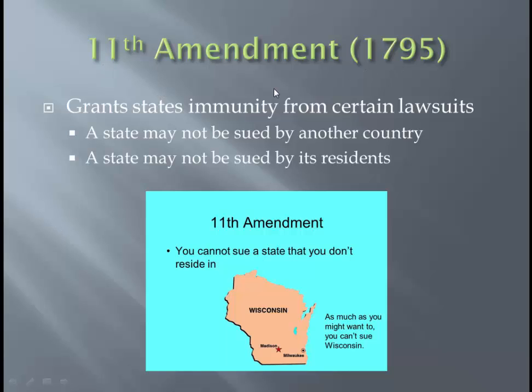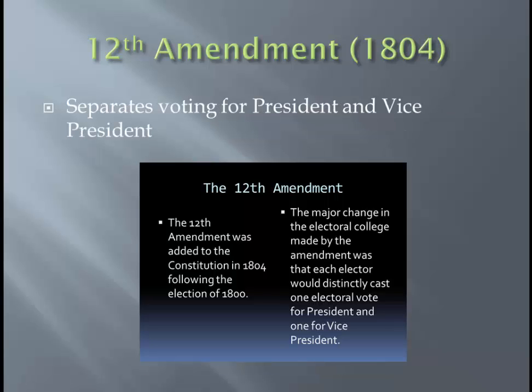We're going to cruise through a bunch of amendments here. Some are more important than others. There's 27 in total, all right? The 11th Amendment says that states have immunity from certain lawsuits. So a state may not be sued by another country, and a state may not be sued by the residents of that state. So 11 deals with states' issues. Never seen it in a test, so I'm going to keep moving.